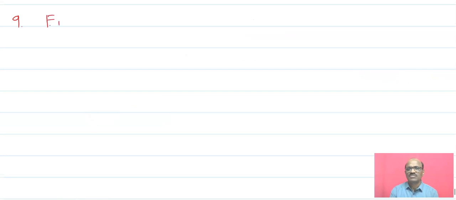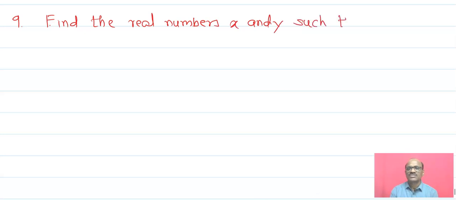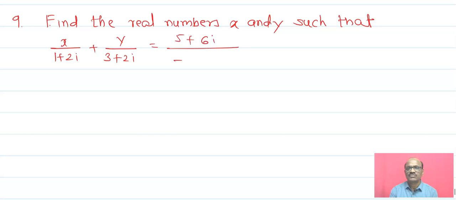Now next is question number 9. Find the real numbers x and y such that x upon 1 plus 2i plus y upon 3 plus 2i is equal to 5 plus 6i upon minus 1 plus 8i.